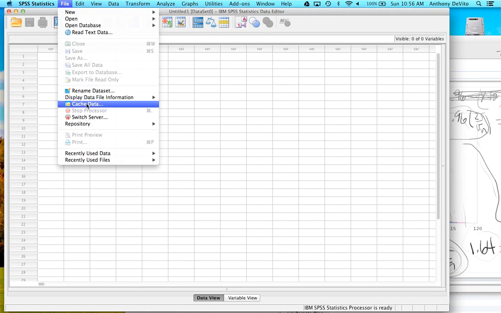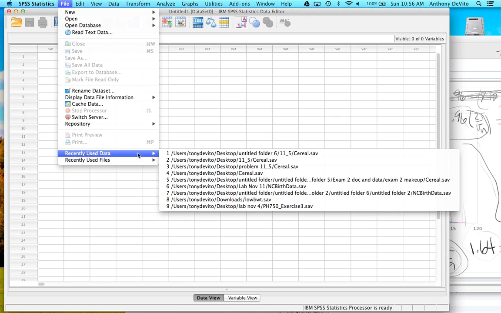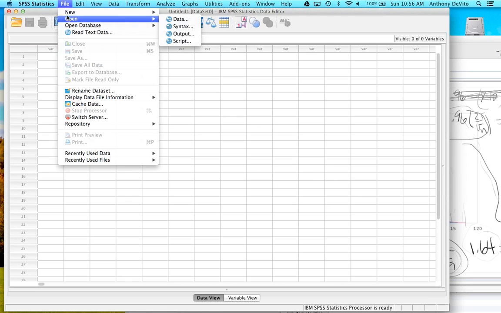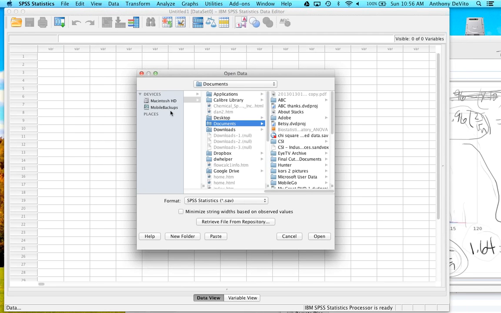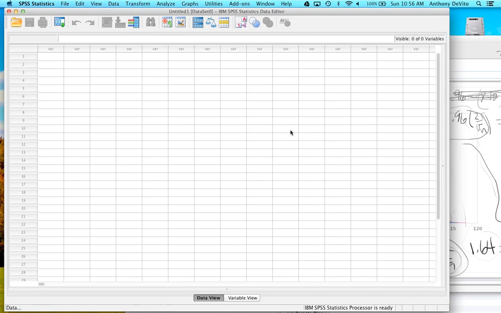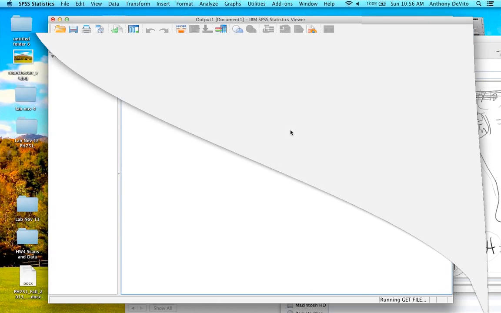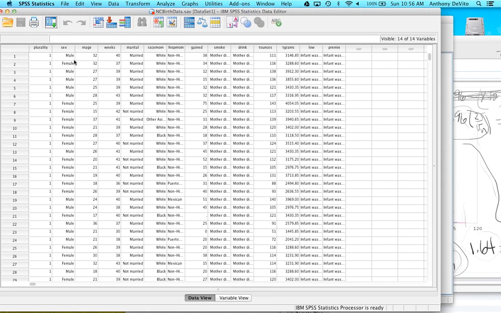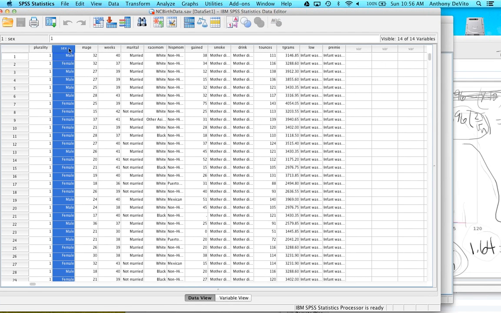So I can't find a recently used data. Let's use that. Oh, couldn't find it. Okay, I'll pull this one up. Okay, we have various kinds of data here. One of them is gender. I'm going to take advantage of gender for no other reason than that it gives me a chance to get two different groups.